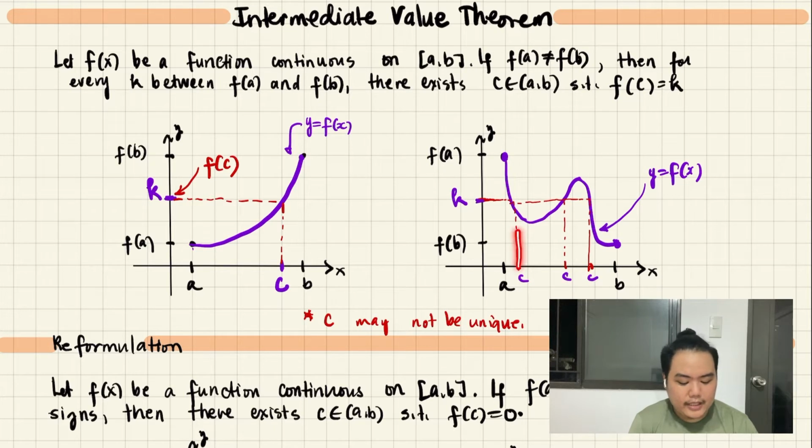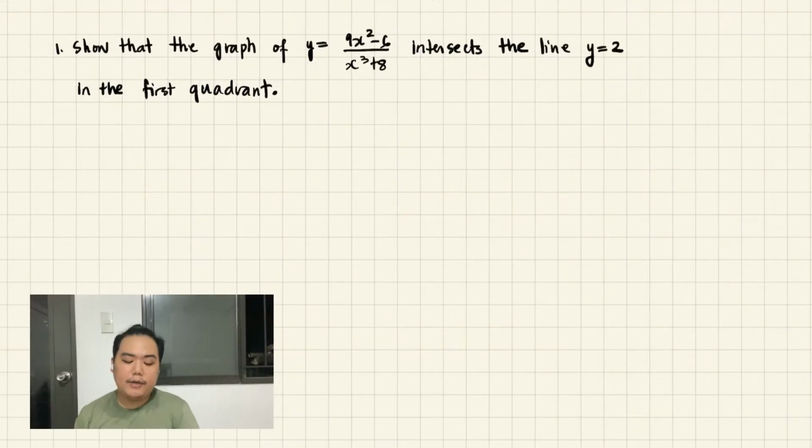Pag pinasok mo lahat yan to your function, you get K. So this is f of C. And kaya ko ginawang ganyang drawing kasi I want to emphasize that C may not be unique. So, pwedeng marami kang C na makuha. Ang sinasabi lang ng theorem, meron lang. So, existence theorem ito. There exists a value between A and B which we call C such that f of C is K.